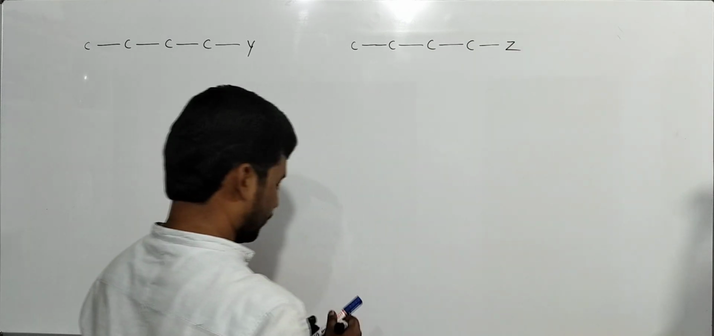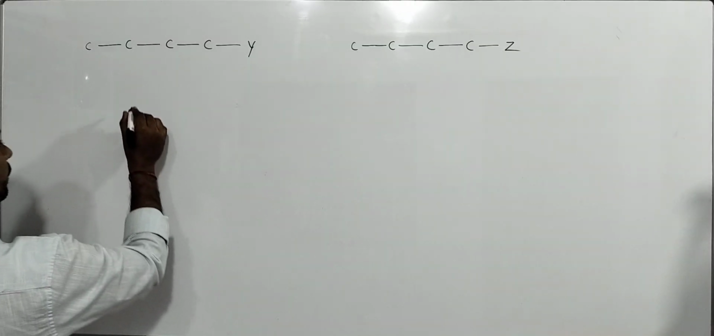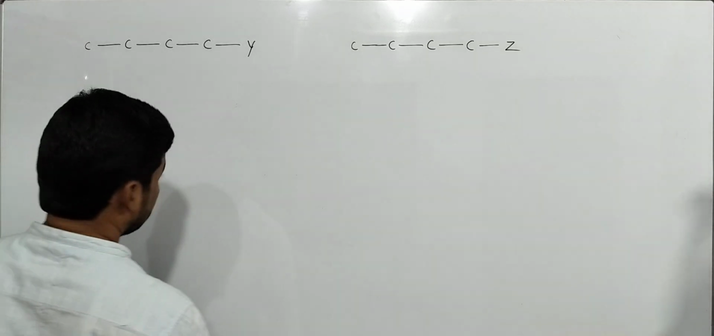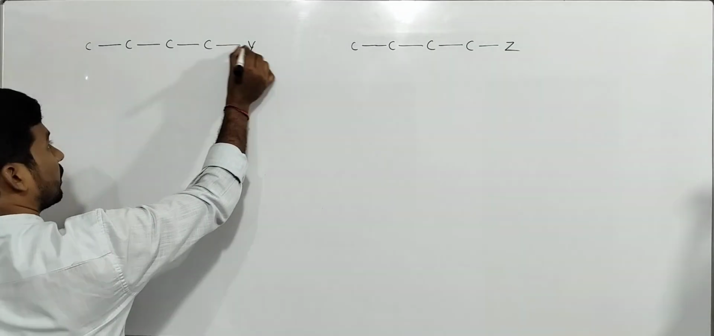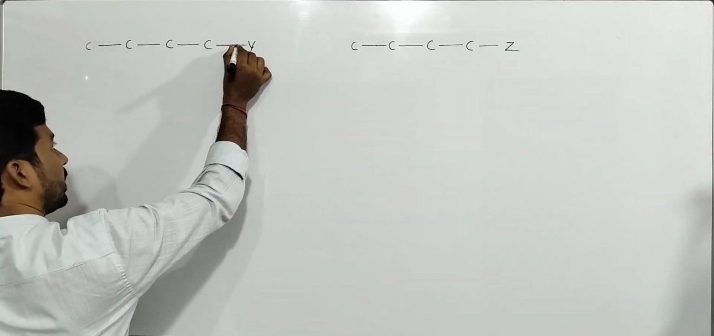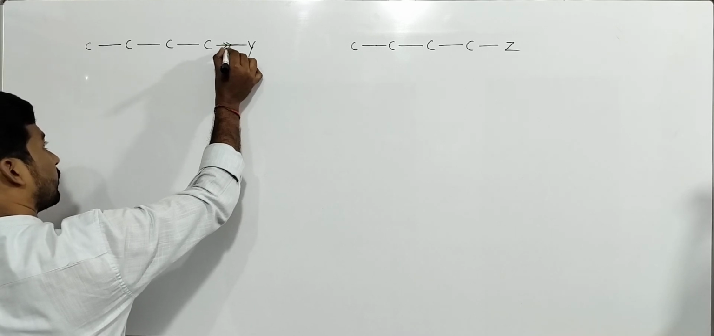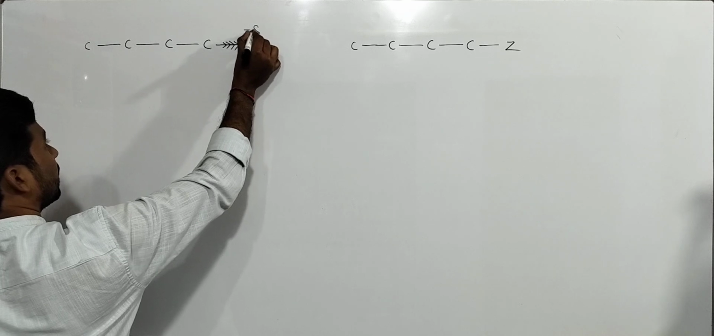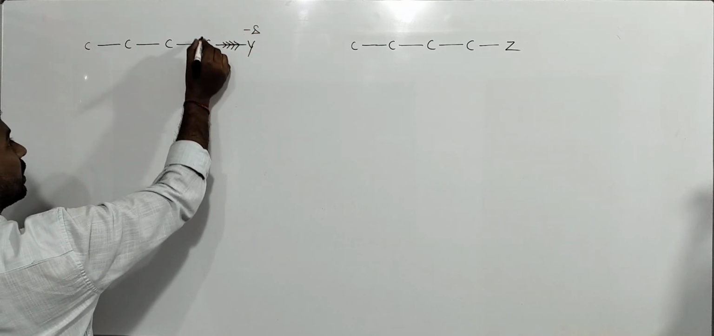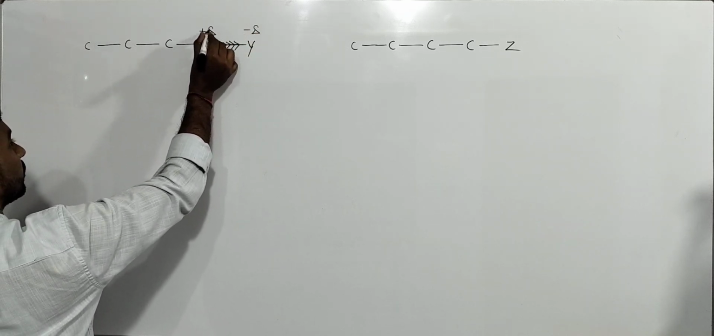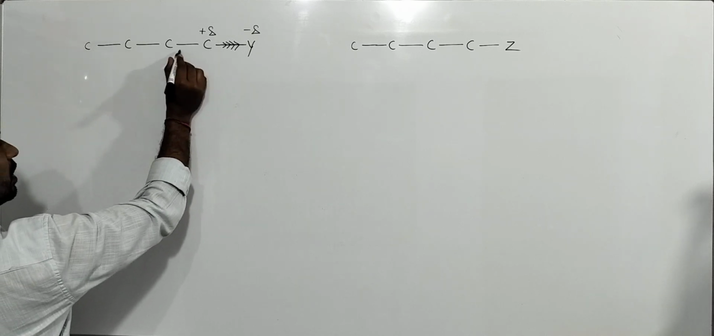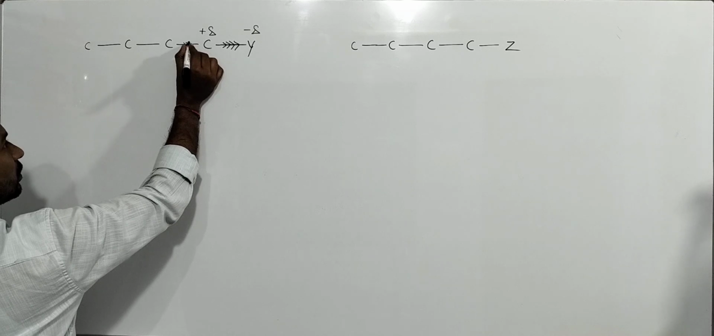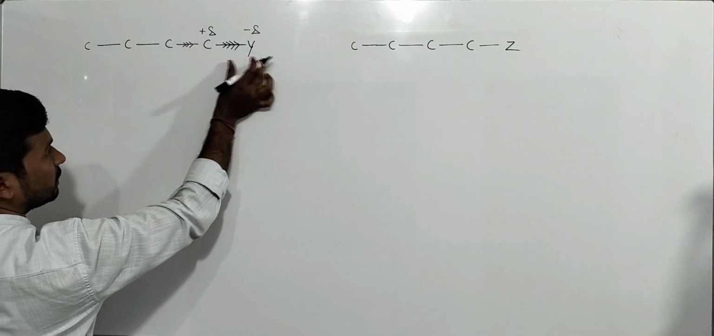This is some Z. Okay, here if it is a polar bond, Y attracts the bond pair electrons towards itself. Then Y becomes partially negative and carbon becomes partially positive. Then this bond pair shifts towards the first carbon, but not this much shift.